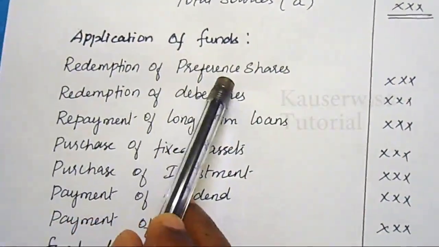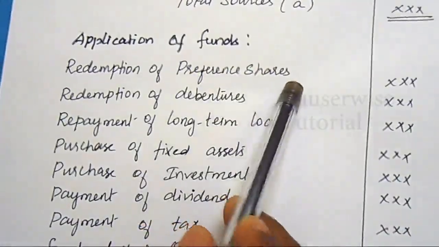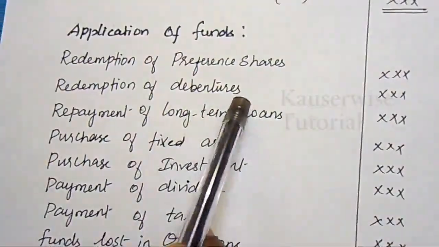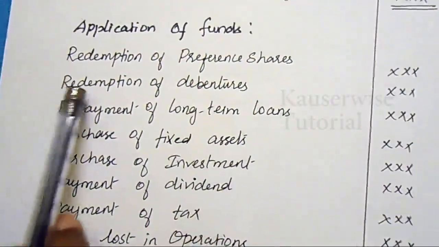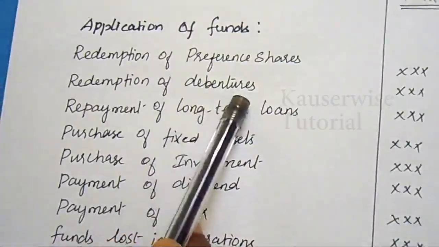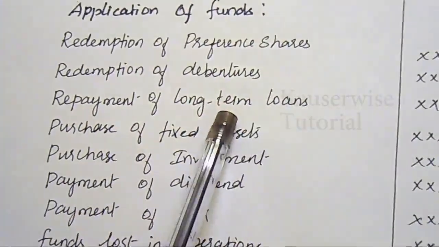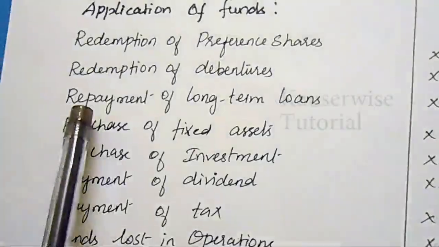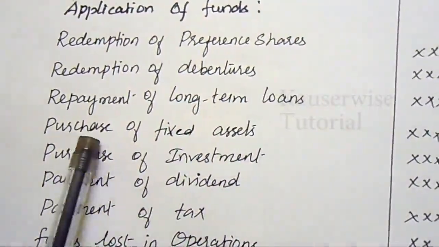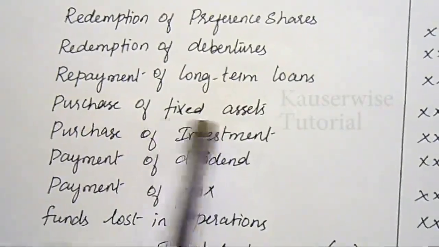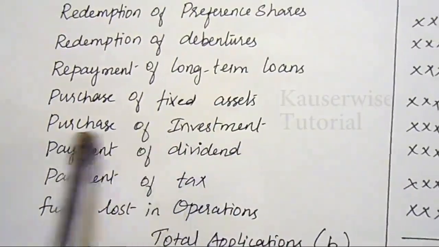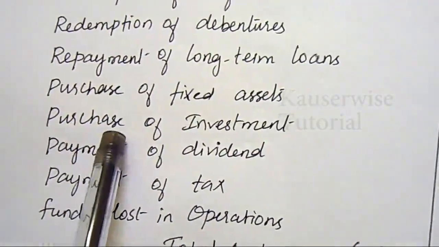So redemption of preference share is nothing but repayment of amount to preference shareholders. Redemption of debenture means that you already acquired fund from the debenture holder by way of issuing debentures. When you repay amount to debenture holder, it is one of the forms of application, that is outflow of fund. Repayment of long-term loan. When you acquire loan from bank, it is a source of fund. When you repay that amount, it is called as application of fund, that is outflow of fund. Then purchase of fixed asset. When you acquire fixed asset, cash goes out. Purchase of investment. So at the time of purchasing a new investment, cash goes out. It is also one of the applications of fund.